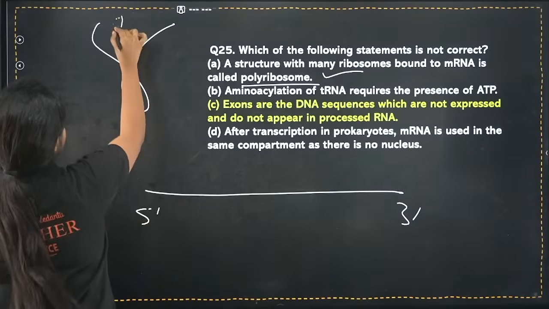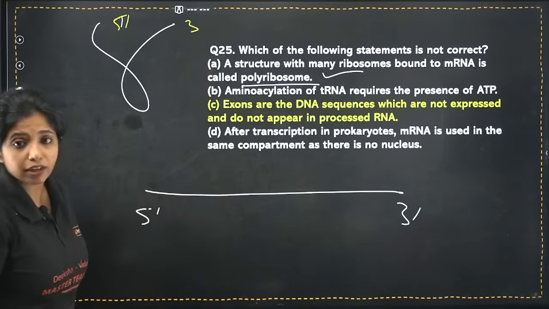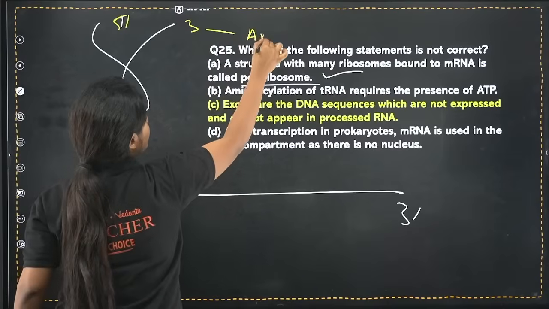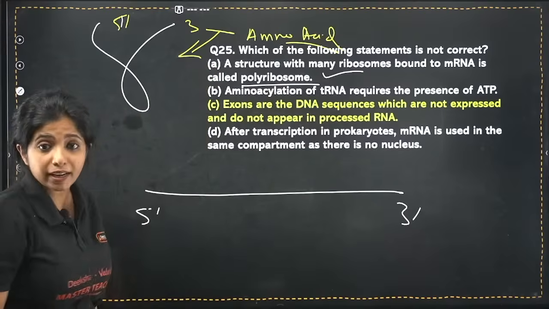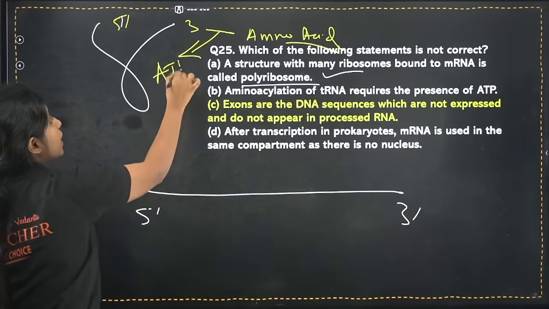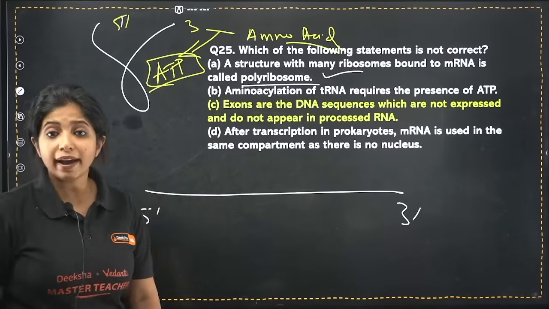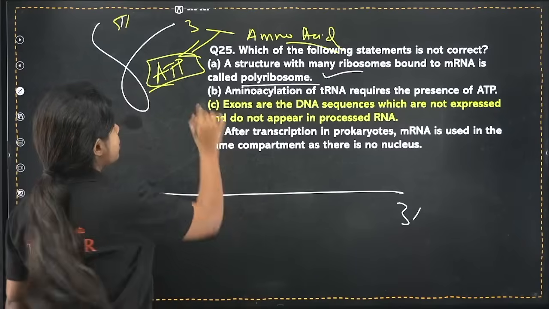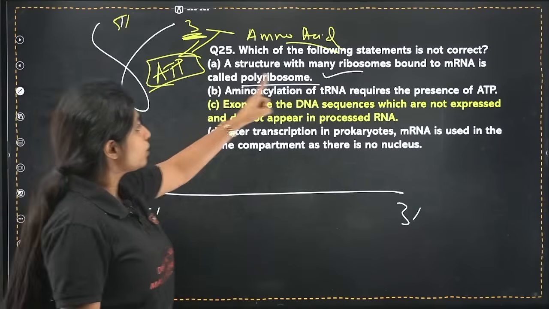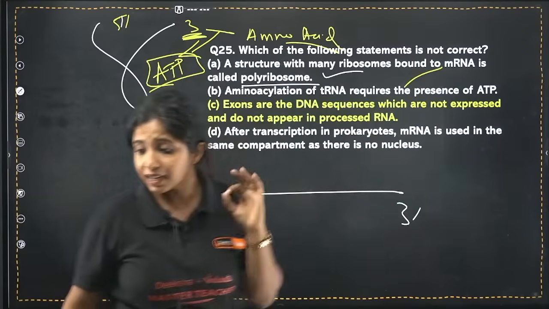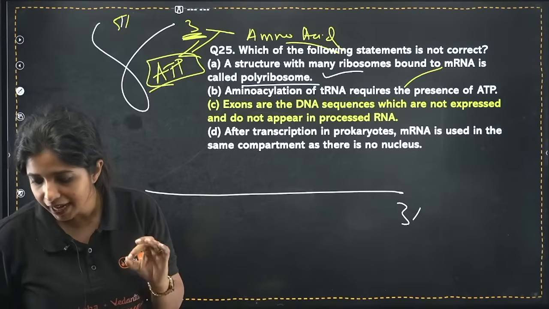Okay, so you have the 5' end over here and the 3' end over here. On the 3' end, the amino acid is going to come and attach. This is known as aminoacylation, and for that you require a heavy amount of ATP. Always remember, it attaches at the 3' end. So aminoacylation of tRNA definitely requires the presence of ATP.